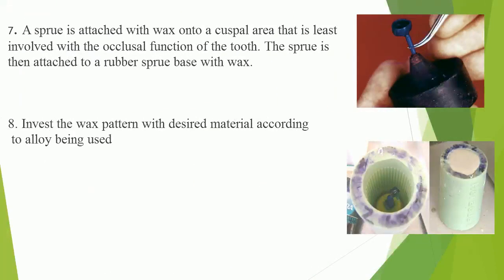It is important to know that the screw is attached onto the cuspal area that is least involved with the occlusal function. Again, these are all technical considerations. And then the sprue is attached to the rubber sprue base with wax and placed into the casting ring. Now the next step, which is the most important, is the investment of the wax pattern with the desired investment material, which we studied. There are basically three investment materials, and that is selected according to the alloy being used and the casting temperature that we are going to use.